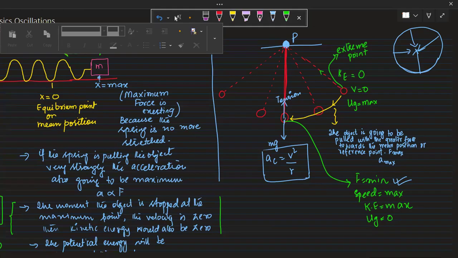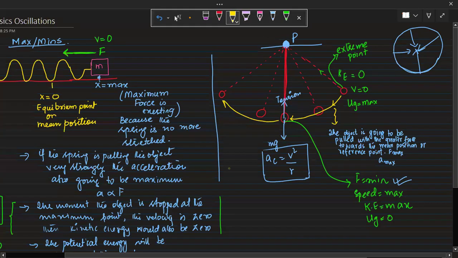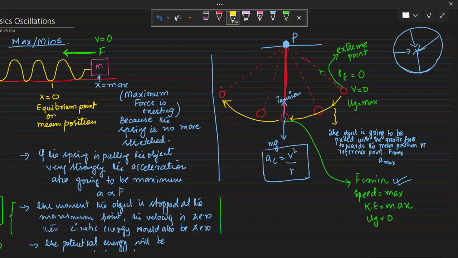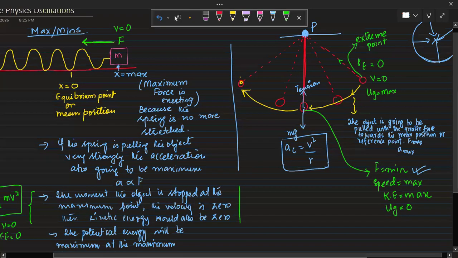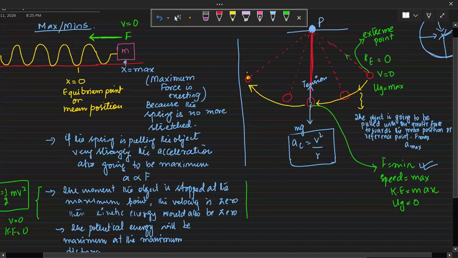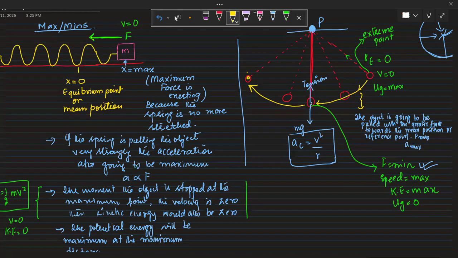But some of the force will be acting, and then it will continue its motion and move to another extreme point, and repeat the same thing. At this point the kinetic energy would be zero, the speed would also become zero, the potential energy would be maximum, and then it repeats this cycle. I hope that you are clear about this, how to find what things are maximum and what things are minimum. So this is about the max and mins. Clear?